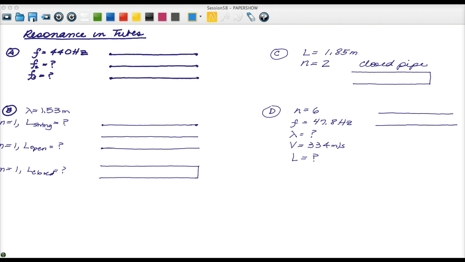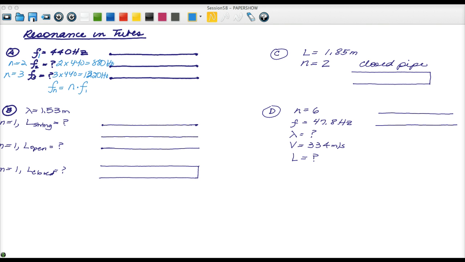An overtone is anything greater than the fundamental. So if f1 is 440, then the first overtone is the second harmonic, where n equals 2. To find that, you just know that f_n equals n times the fundamental. So this is just 2 times 440, which is 880. And this would be 3 times 440, which is 1320. That's actually a really easy calculation to do.